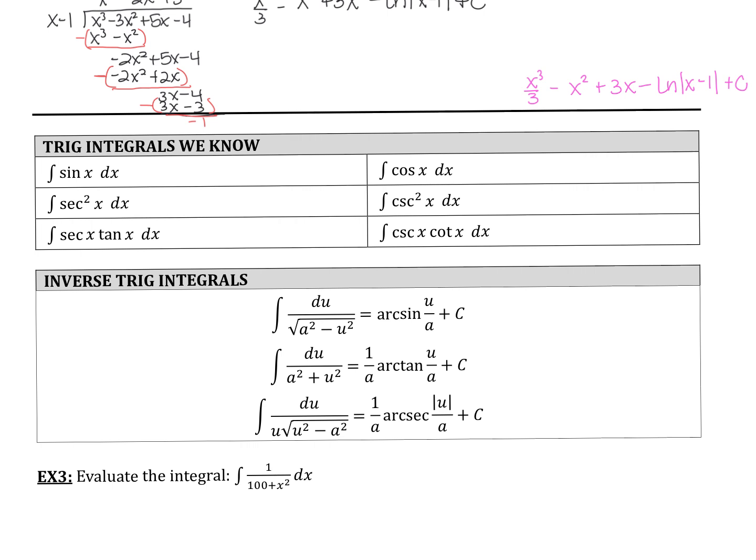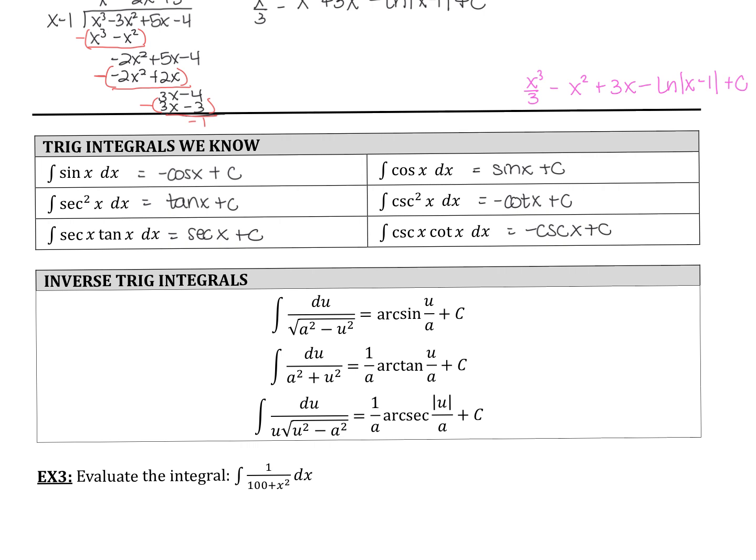All right, we already know the antiderivative of sine of x is negative cos x plus c. We know the antiderivative of cosine of x is sine of x. Secant squared of x is tangent of x. Cosecant squared of x is negative cotangent of x plus c. Secant tangent is the secant of x plus c. Cosecant cotangent is negative cosecant of x plus c. Those ones you should know.